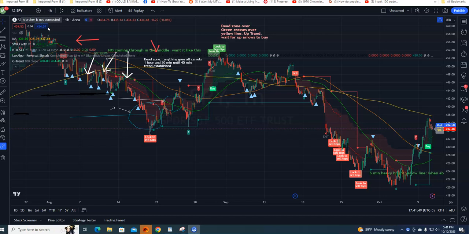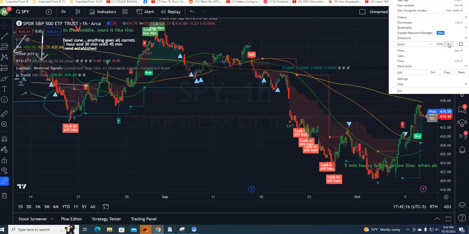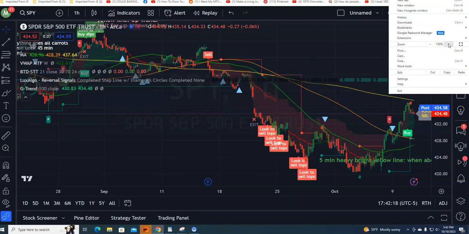So I already showed you the indicators I'm using: G-trend, Lux Algo, reverse signals, BTD STT, STT, the VWAP, and then the moving averages, which has 3 moving averages. So if you need to look at this, just freeze your video and take a look at those. As a matter of fact, I'll zoom in and see if this does anything. There you go. Alright, so freeze your video and get a load of that list and look them up.